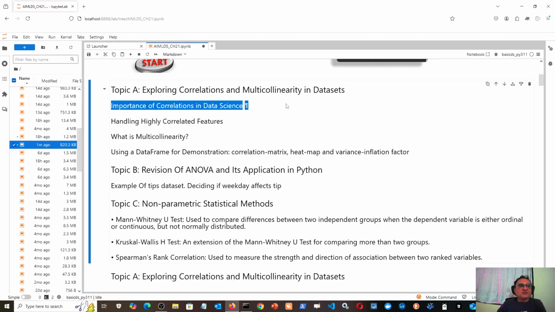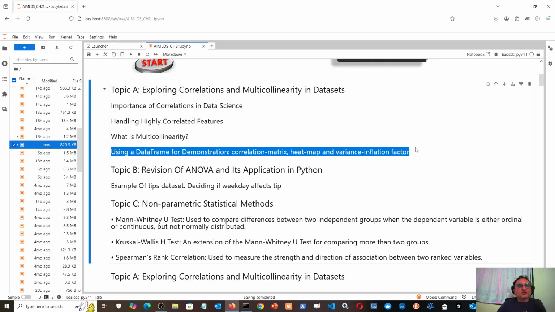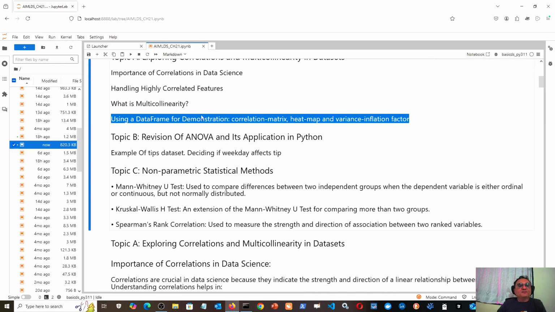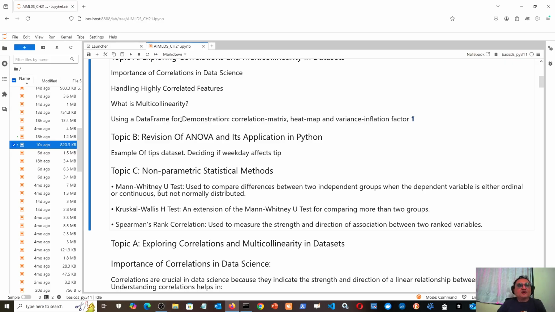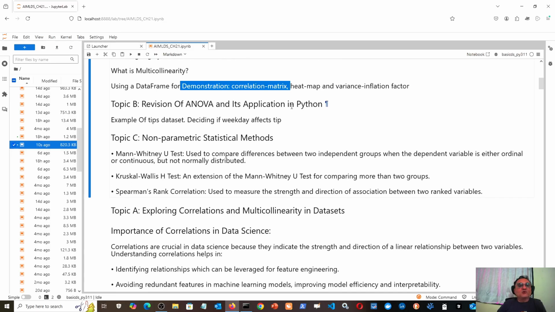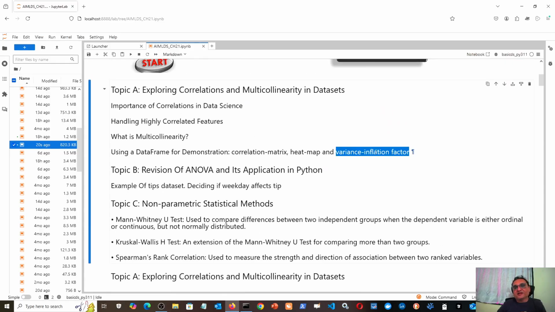So, these are four subtopics in that. First, what is the importance of studying correlations in data science? Second, how to handle highly correlated features. Third, what is multi-collinearity? And fourth, we will use a data frame, that is the TIPS dataset, which is a built-in dataset available in the seaborn library, for demonstration of how to get a correlation matrix heat map and one very important new topic, variance inflation factor, VIF.